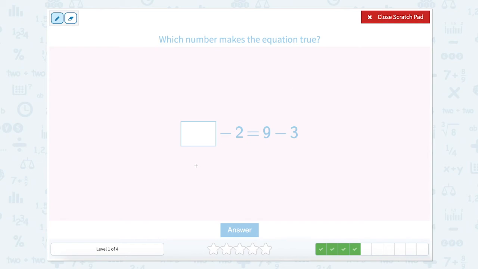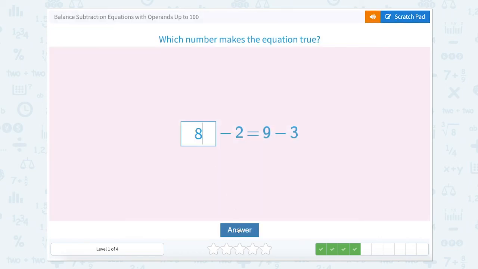So what number makes the equation true? We're going to use our scratch pad like always, and we're going to see the two different sides of our equal sign. So the right side of our equal sign here says 9 minus 3. If we have 9 and we take away 3, we'll be left with 6. Equals something minus 2. So if I have something minus 2, I will get 6. So this number is going to need to be 2 greater than 6. So 6 plus 2 will give us 8. So 8 minus 2 equals 6. So let's close that scratch pad, type in 8.